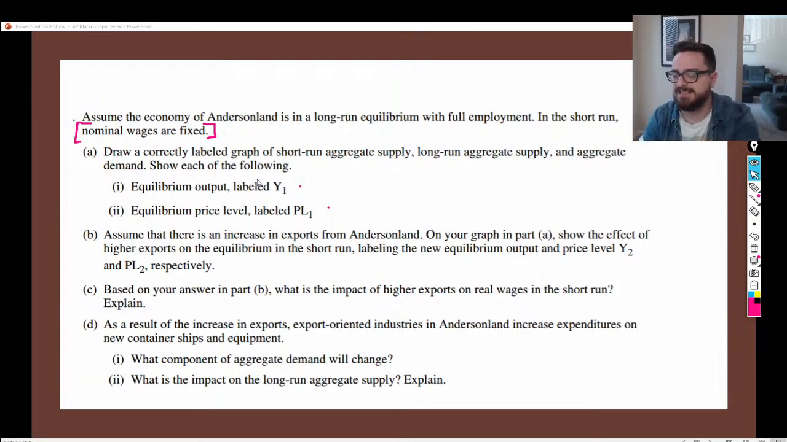Okay, assume that there is an increase in exports from Anderson Land. This is Anderson Land. It's saying that they are exporting more. On your graph, show the effect of higher exports on the equilibrium in the short run, labeling the new equilibrium output and price level Y2, PL2 respectively. Okay, so I do draw this on this graph.